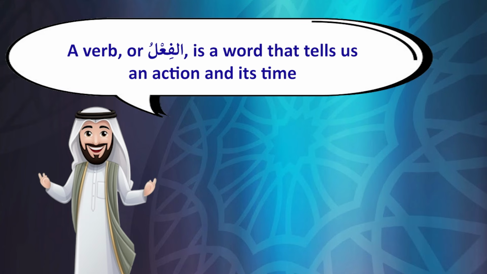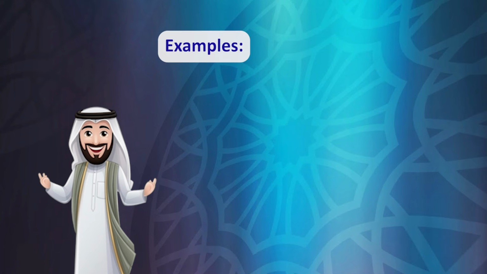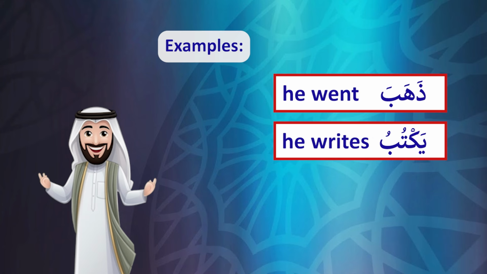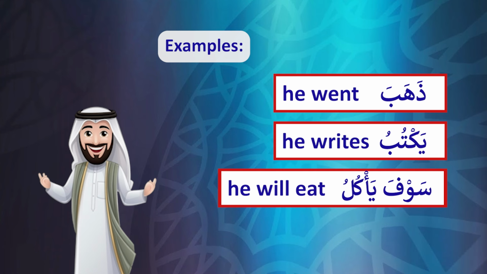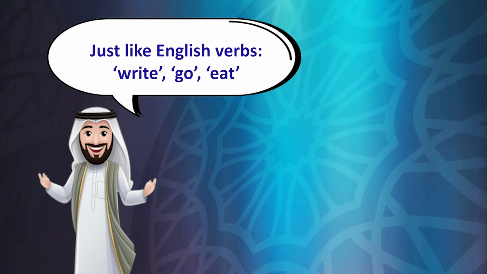A verb, or الفعل, is a word that tells us an action and its time. Examples: ذهب, he went; يكتب, he writes; سوف يأكل, he will eat. Just like English verbs: write, go, eat.